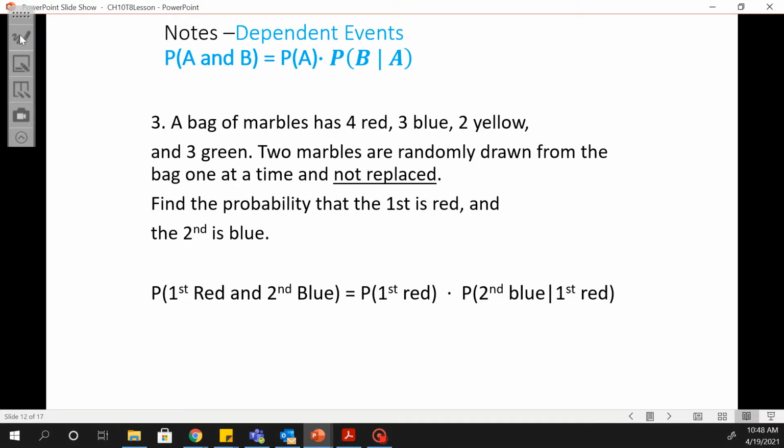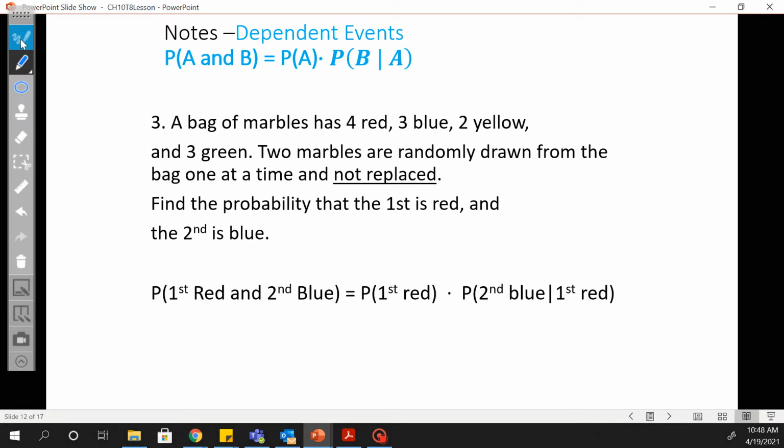So let's see how this would apply. A bag of marbles has 4 red, 3 blue, 2 yellow, and 3 green. 2 marbles are randomly drawn from the bag, one at a time, and not replaced. Find the probability that the first is red and the second is blue. So that's the probability of red and blue.